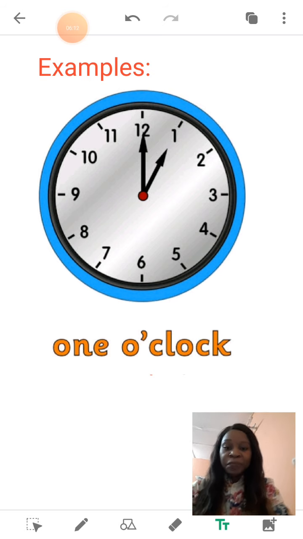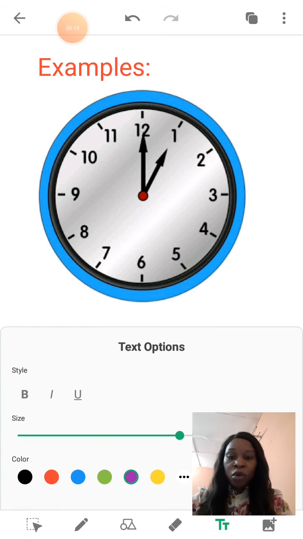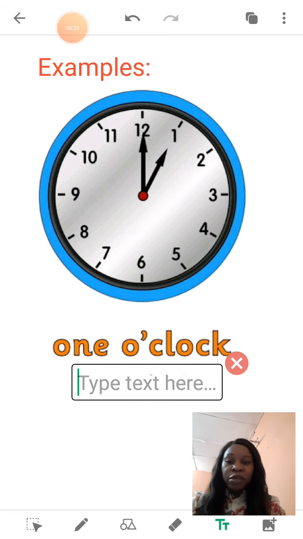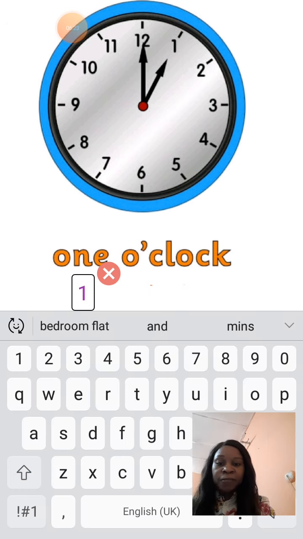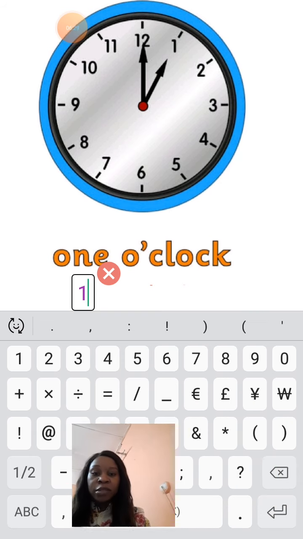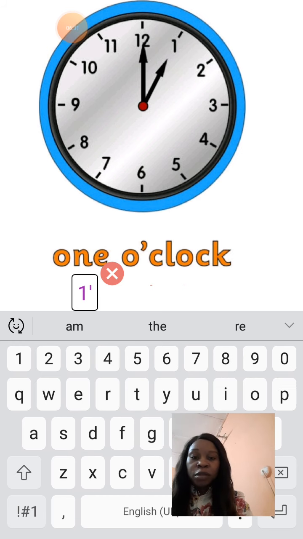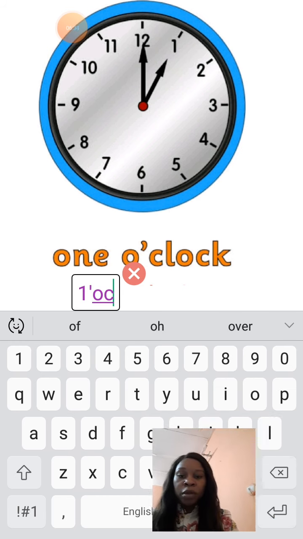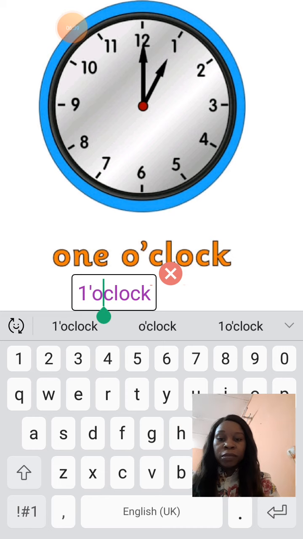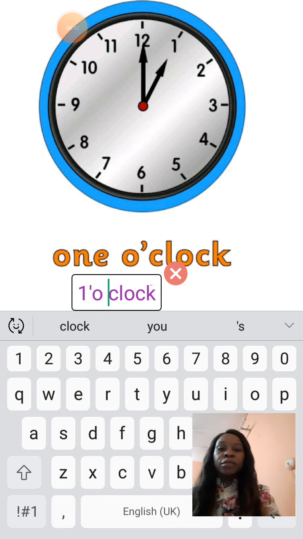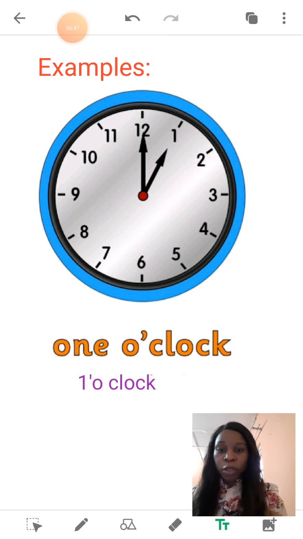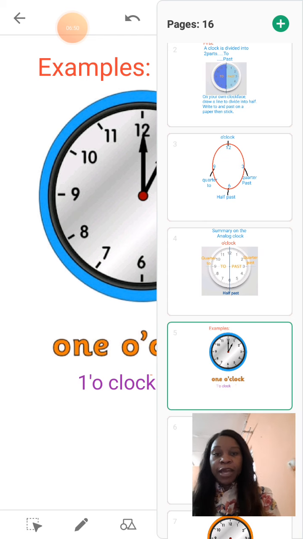Now for this time, the time here is 1 o'clock. They've written it in words, but this is how we write it here: 1. You remember our apostrophe that we learned? 1 o'clock. Good. This is the meaning of the time written. So this is 1 o'clock. We move to the next slide.